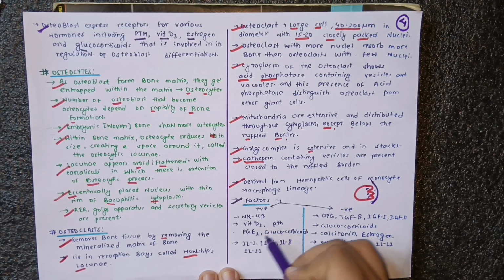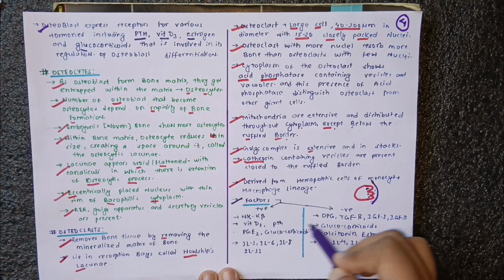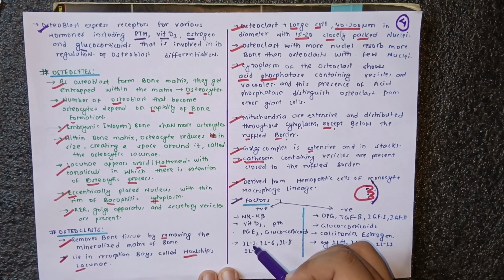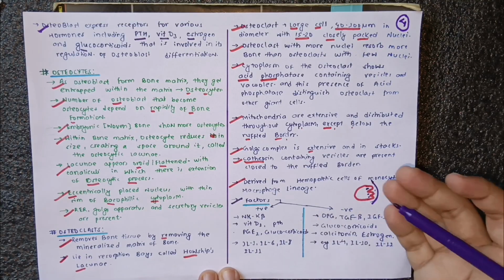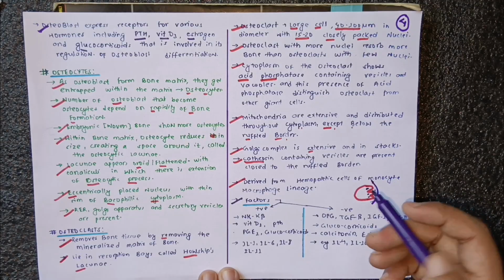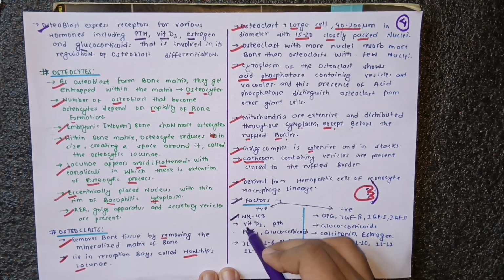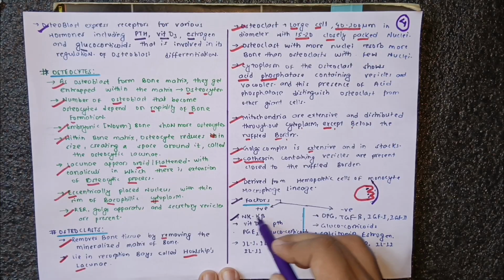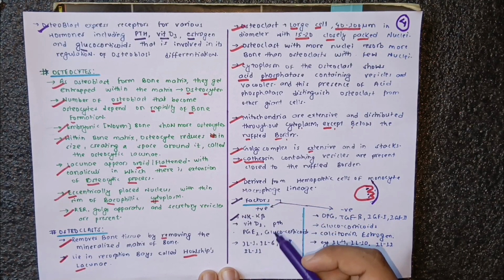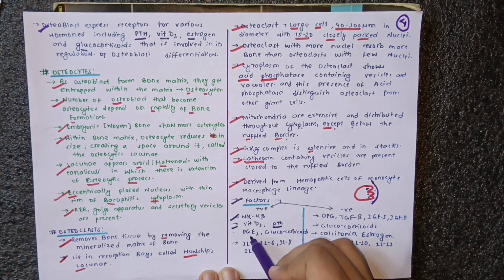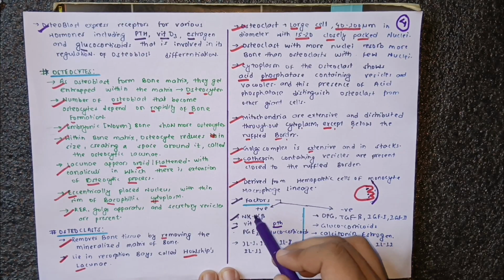There are different kinds of chemicals. I have taken this table from Orban's, so you can also refer to Orban's if you want to learn more, but this much will be appropriate. NF-kappa B is also responsible for the positive action of the osteoclast. After that, vitamin D3, parathyroid hormone, PGE2 (prostaglandin E2), glucocorticoid, interleukin 1, interleukin 6, interleukin 8, interleukin 11. They are the positive factors.